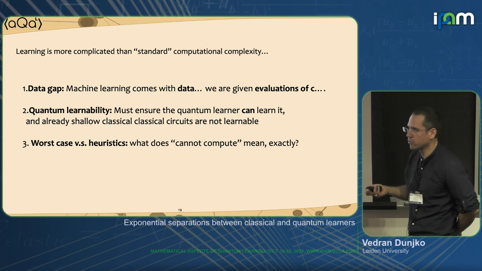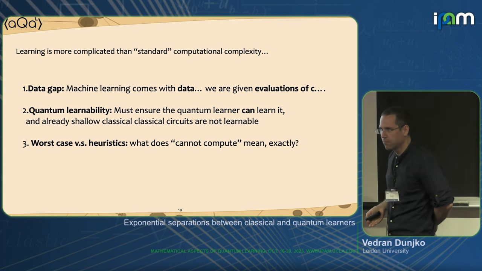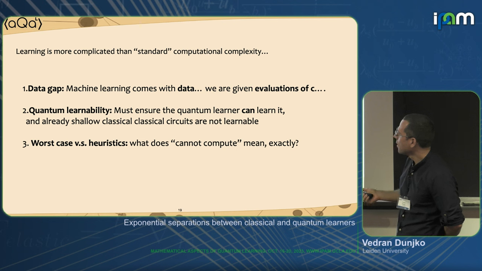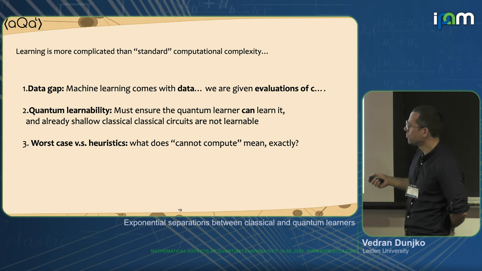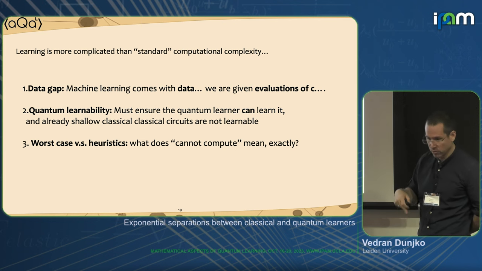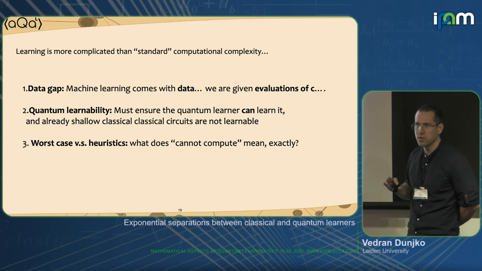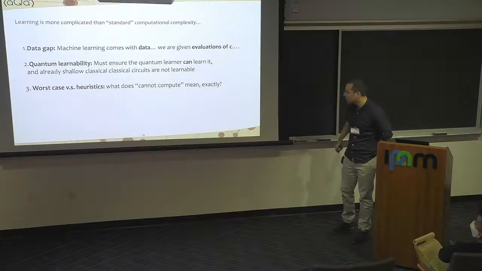There has to be a quantum learner which does it, and that, as Ryan painfully discussed, is not necessarily always possible. And finally, what I really mean by cannot compute: typically in complexity theory we talk about worst-case complexity, here we have heuristics, these PAC constraints, one has to be careful.